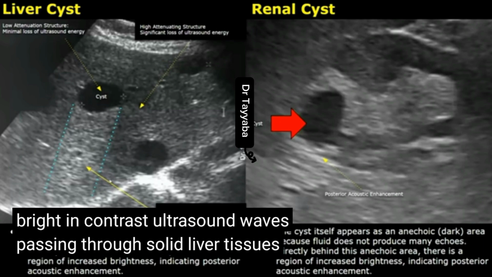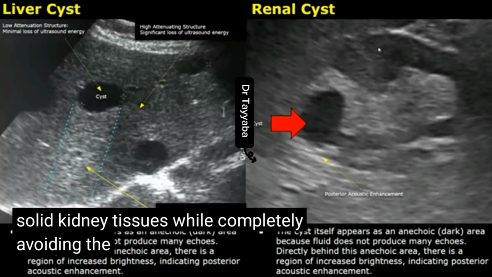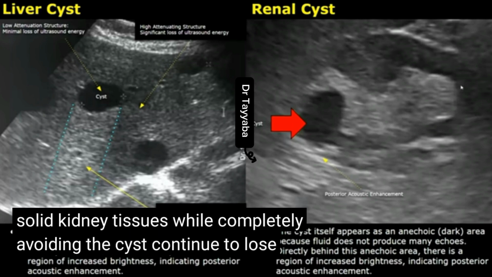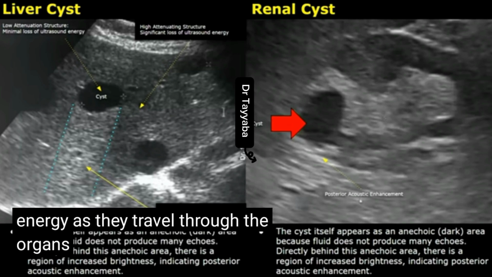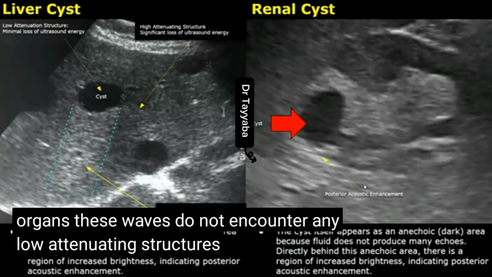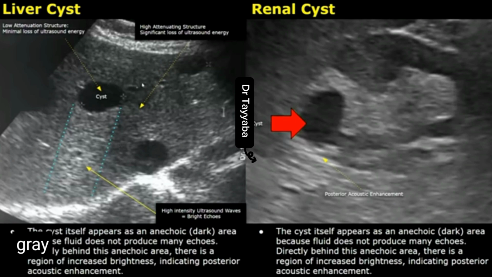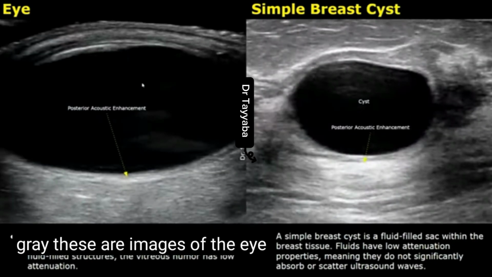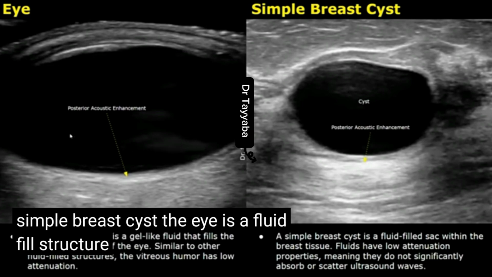In contrast, ultrasound waves passing through solid liver tissue or solid kidney tissue, while completely avoiding the cyst, continue to lose energy as they travel through the organs. These waves do not encounter low attenuating structures, resulting in echoes that appear gray. These are images of the eye and a simple breast cyst.